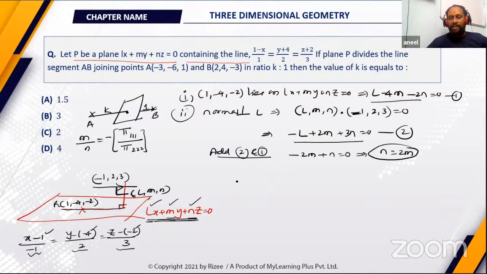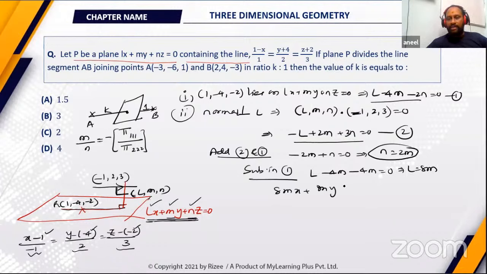Substituting this in equation 1 or 2, wherever you want: L minus 4m minus another 4m is equal to 0. So L is equal to 8m. So the equation of the plane is 8mx plus my plus 2mz is equal to 0. So the plane equation is 8x plus y plus 2z is equal to 0. This is the plane equation.